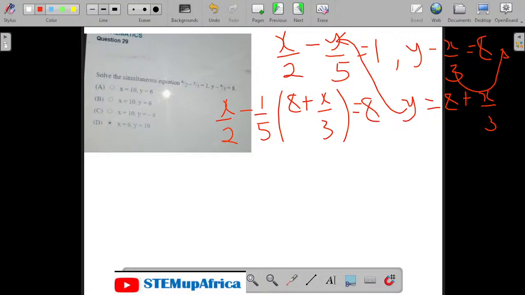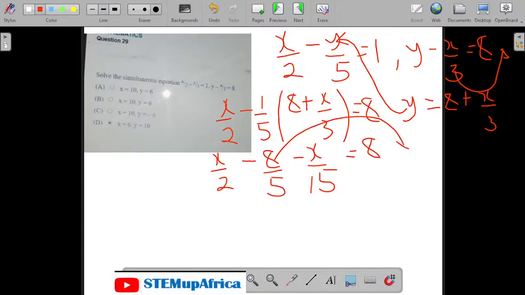So I will simplify what I have here. That will give me x over 2 minus 8 over 5 minus x over 15 is equal to 8. That means the minus 1 over 5 should multiply through, or open the bracket. So what can we do from here? We can collect like terms and at the same time take the LCM, by transferring minus 8 over 5 to meet the number without x. If it's going to the other side, it becomes plus 8 over 5. So this will give us x over 2 minus x over 15 is equal to 8 plus 8 over 5.